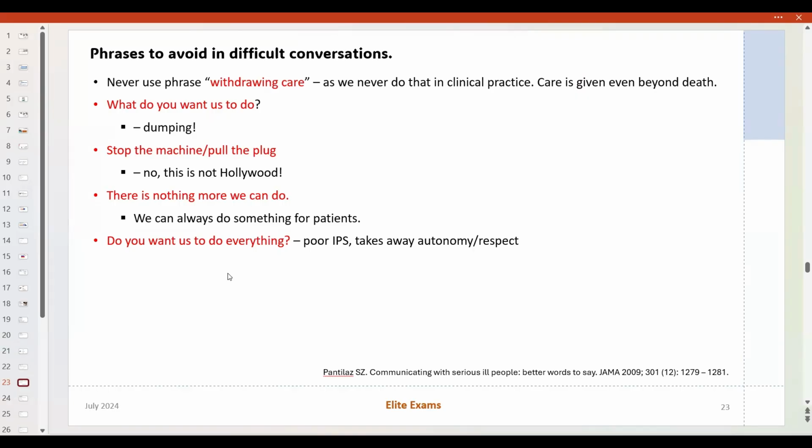Do you want us to do everything? Now, this shows poor IPS, and you might take away the patient's autonomy because now you are going to start doing everything without empowering the patient. Now, there might be a situation where the patient is very distressed and anxious, and whatever you want to tell them will just fly over their head because they're stressed. Once the patients hear the cancer word, their mind blanks out.